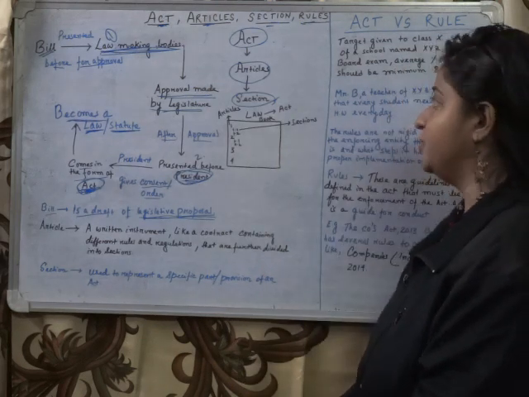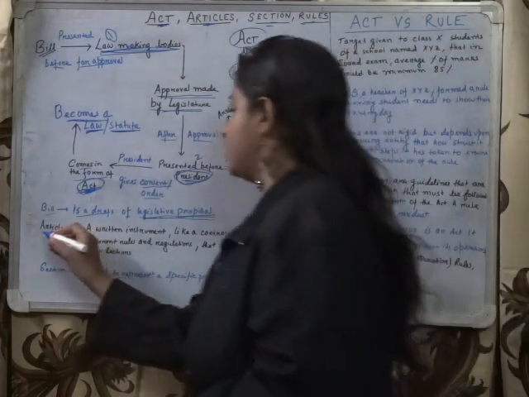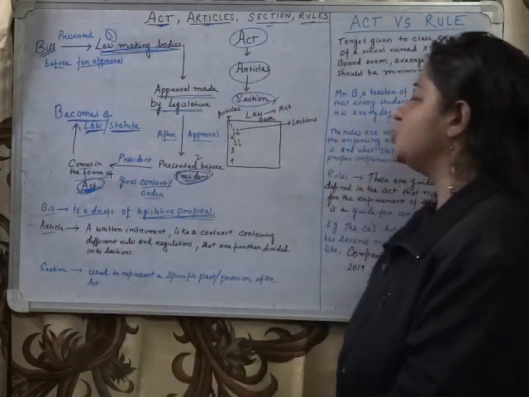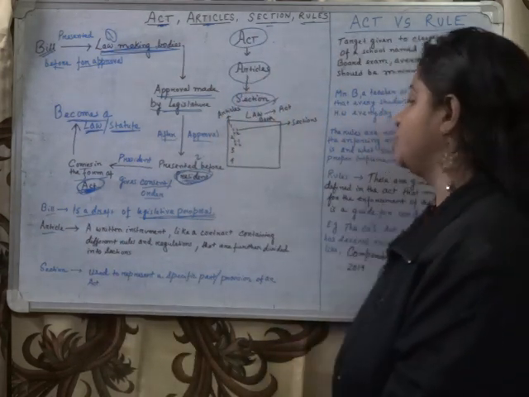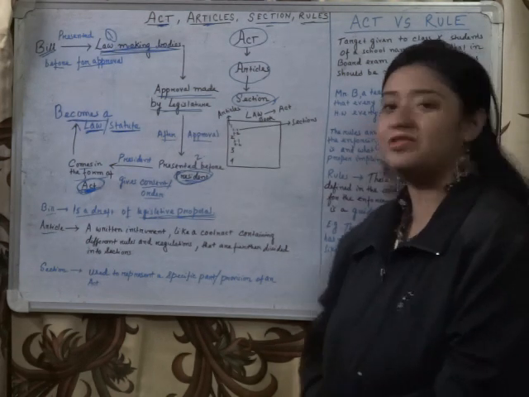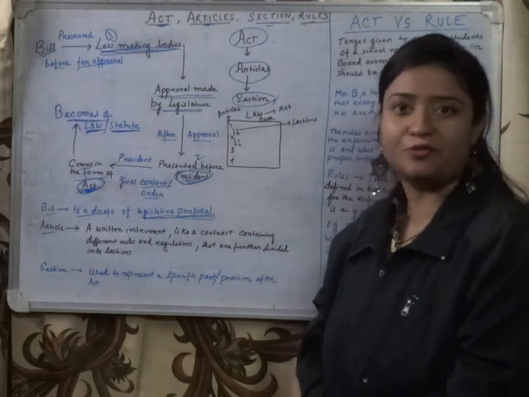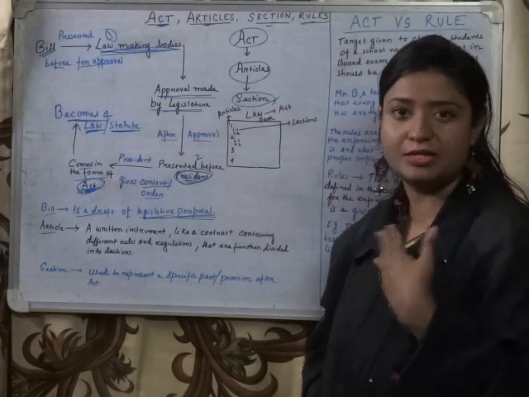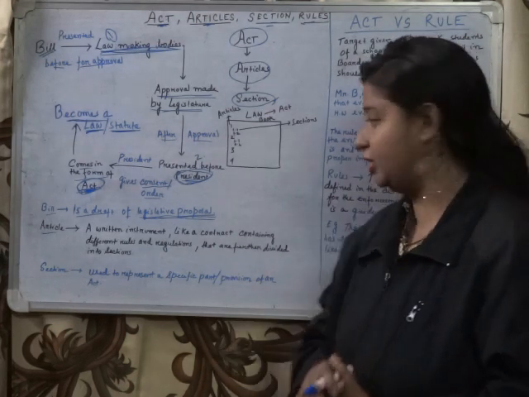Next, I am moving towards what an article is. It is like a written instrument, just like a contract. A contract of partnership, whatever it is. I am making a contract with you.